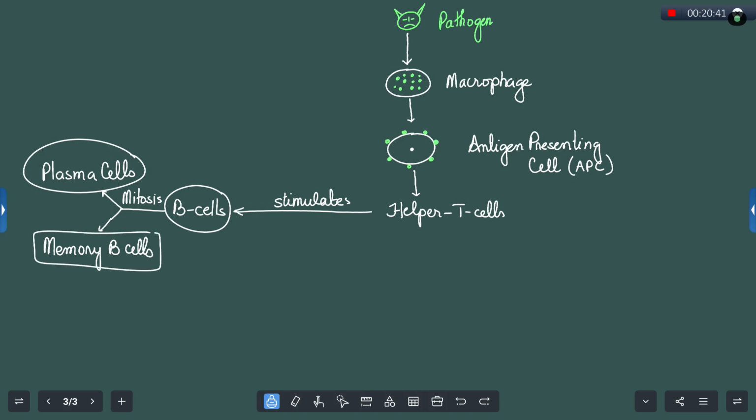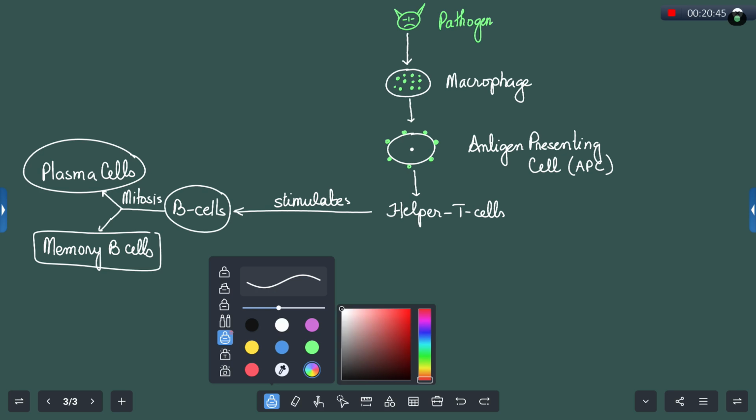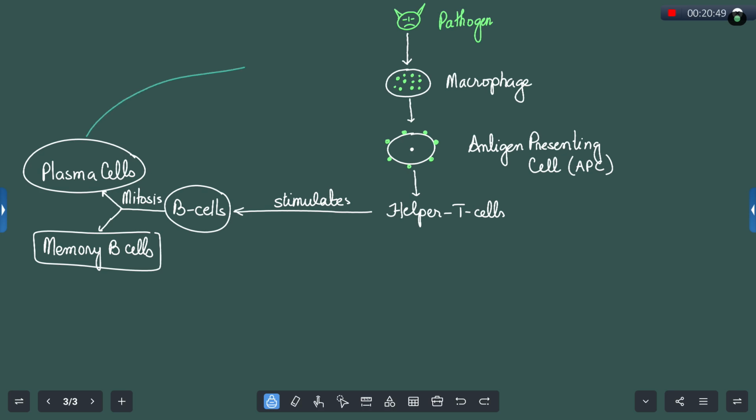Now, plasma cells launch the missiles. Plasma cells now launch the missiles. What do plasma cells secrete? Plasma cells secrete antibodies. Antibodies are proteins.